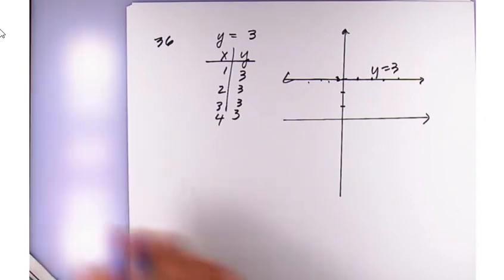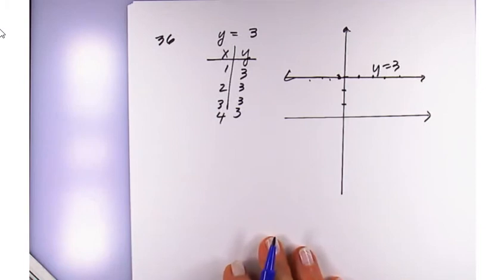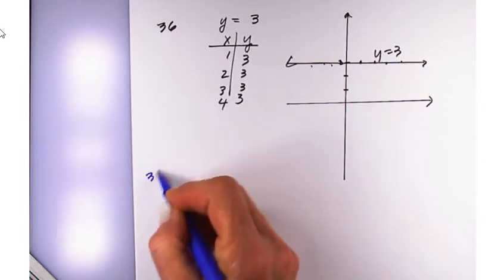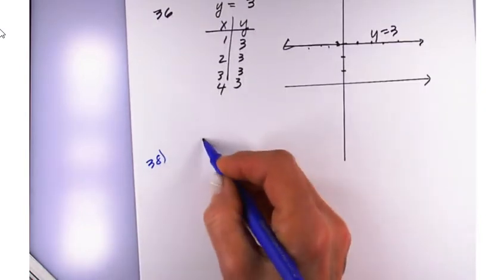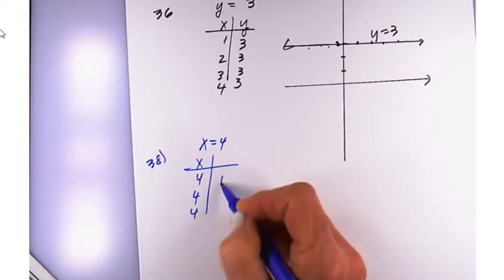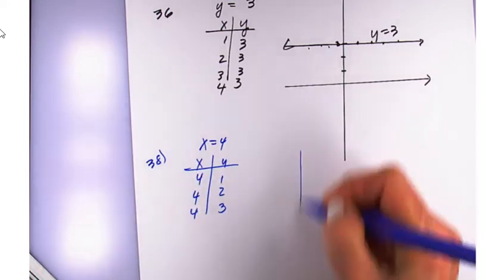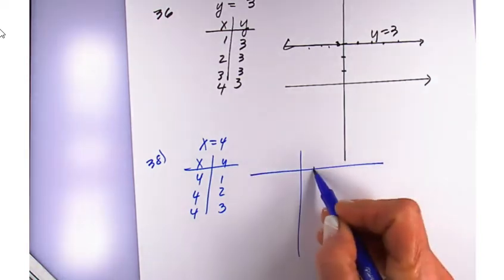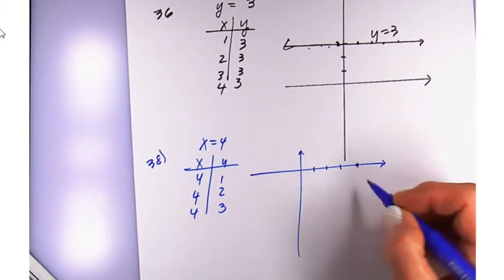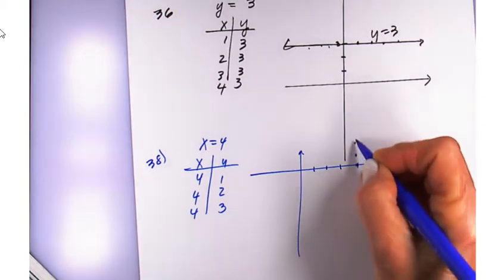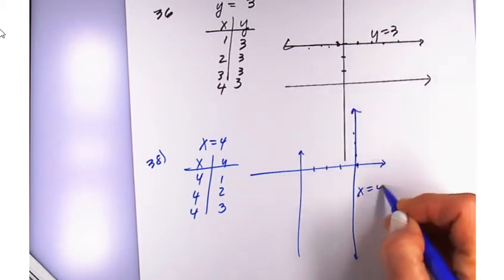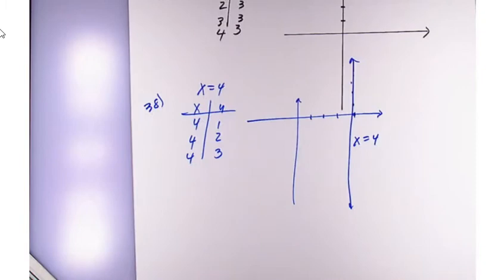So 38 would be the same thing, only vertical. So 38 would end up looking like this, x equal to 4. My t-chart is 4, 4, 4, with y as 1, 2, 3. And my line is going to look like this. Right here, I'm going to have 4, 1, 4, 2, 4, 3. And here's my line, x equal to 4. So it's easy, but you have to practice these for sure.